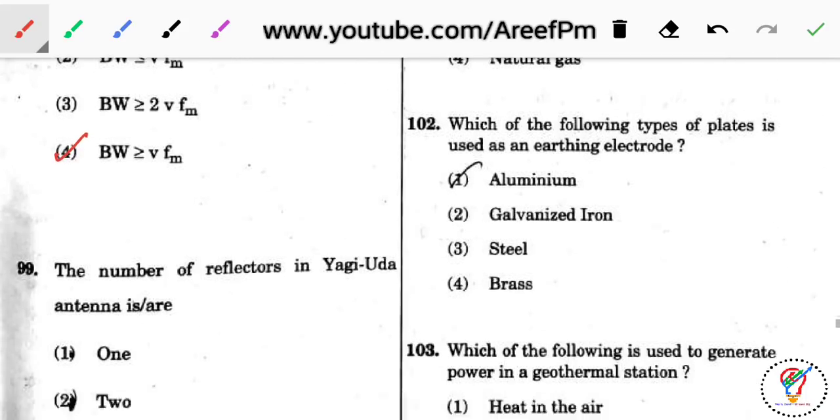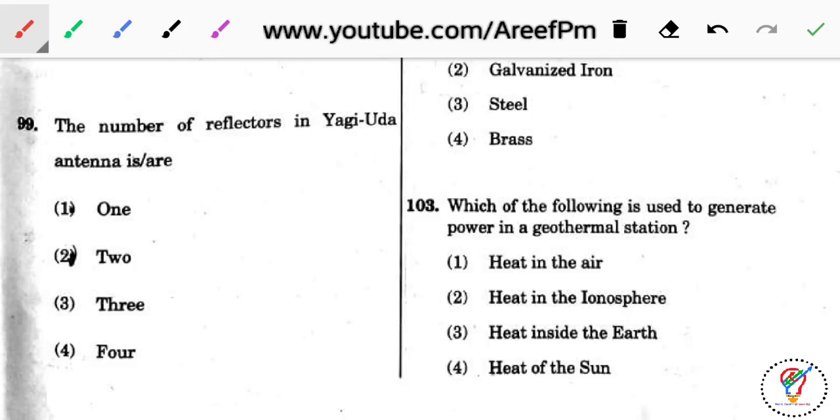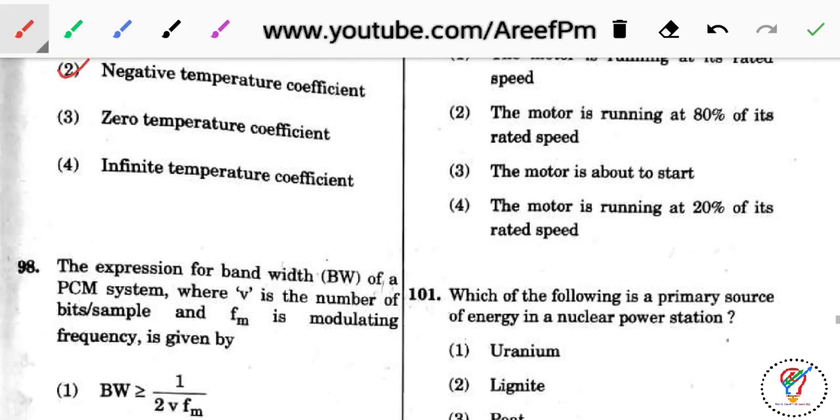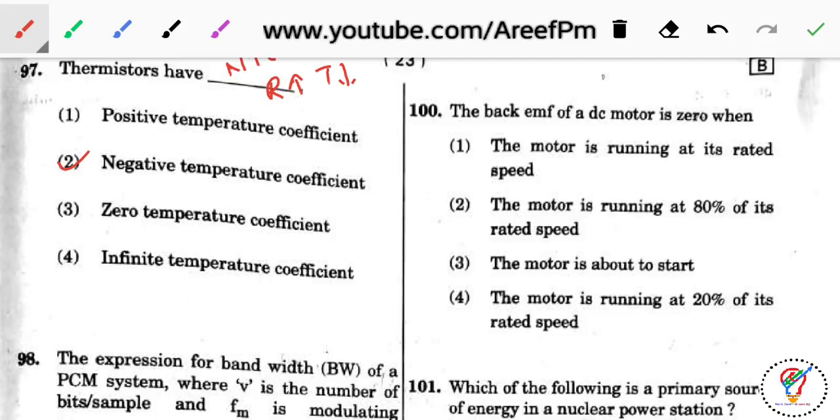And the next 99th question here, the number of reflectors in Yagi-Uda antenna is, it is going to be 1 here. Okay, and next the 100th question, the back EMF in a DC motor is 0 and when it is going to be speed of the motor running at its rated EMF is 0. Why? Because it's the wrong answer here. The motor is about to start here, the back EMF is 0 when it is going to start. Why? Because N is proportional to Eb by phi. When the back EMF is 0, speed is also 0 here. So answer here it is 3.